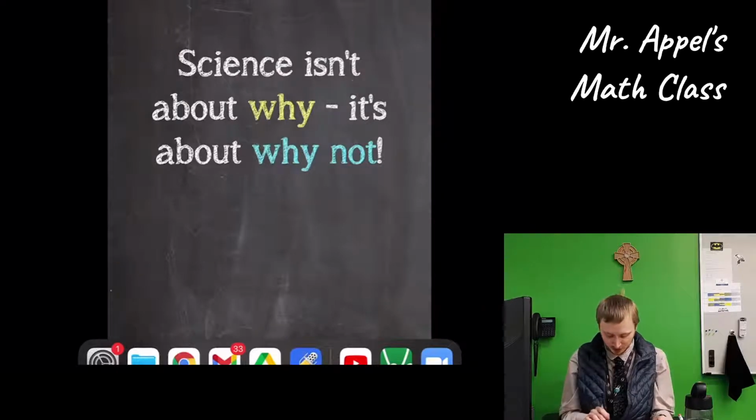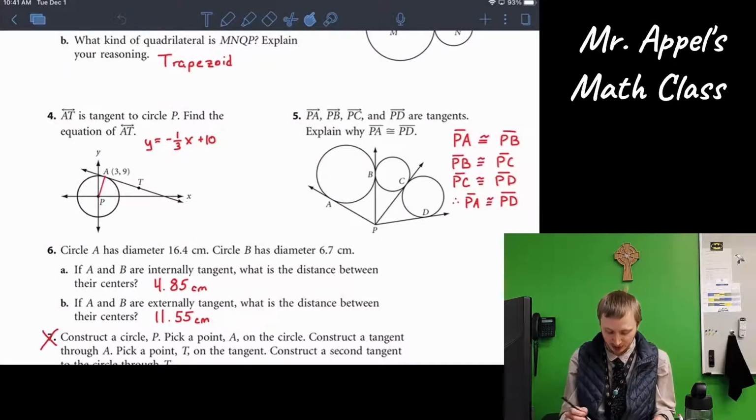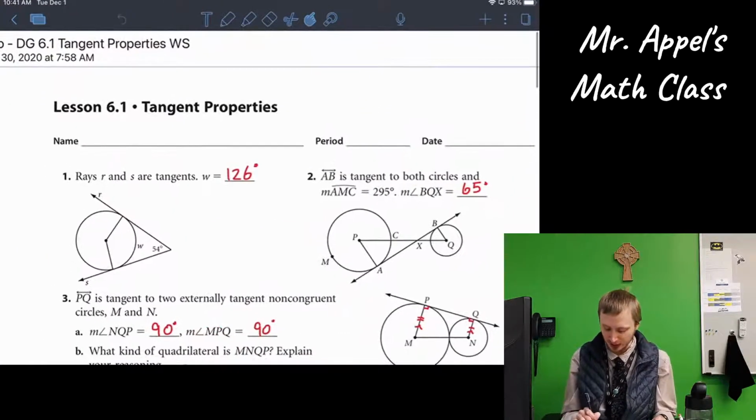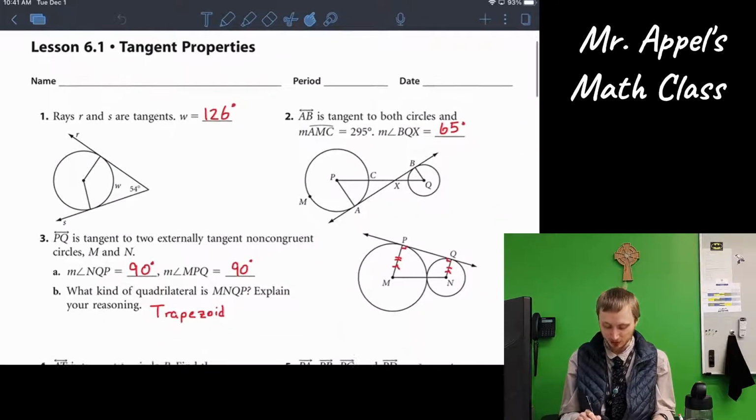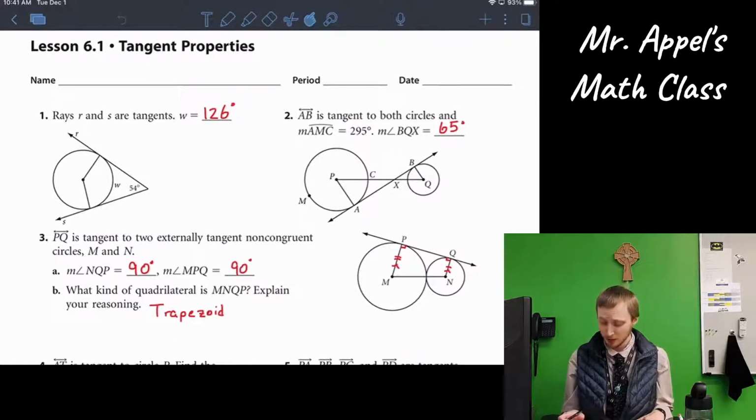Okay, so speaking of exploring and having fun, let's take a look at our exploration from yesterday. Go ahead and open up your worksheet on tangent properties and check your work against mine. See how you did. And please ask me any and all questions. I'd be happy to explain them.